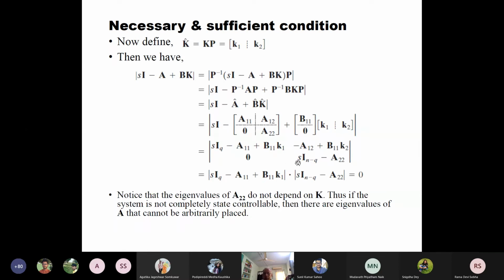If it is so, then by changing the K, I cannot place the eigenvalues of A in arbitrary locations, because the placement of the location over here is already fixed, and it will not vary with K. So this basically tells us that the system has to be state controllable.